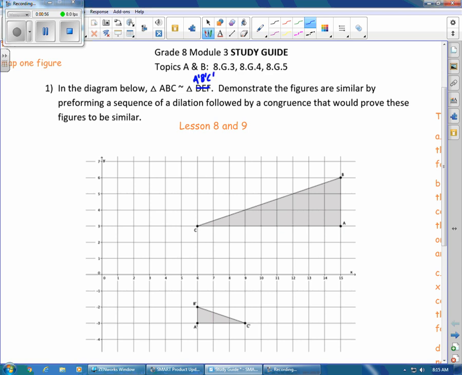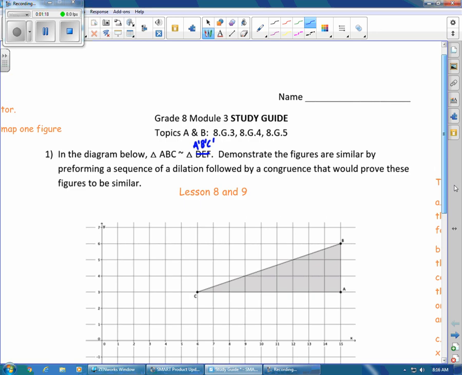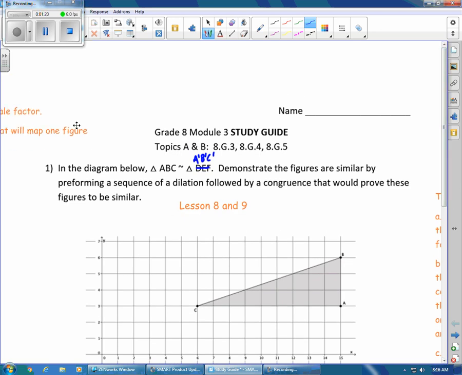We did talk about that in class, but in case you didn't get that change, what we're doing is trying to figure out how to prove that they're similar. We know that they're similar, but how do I prove that this big triangle is similar to this little triangle using dilations and rigid motions as we have been learning in this module? So how do I attack this kind of a problem?